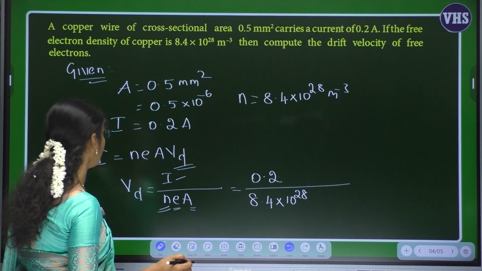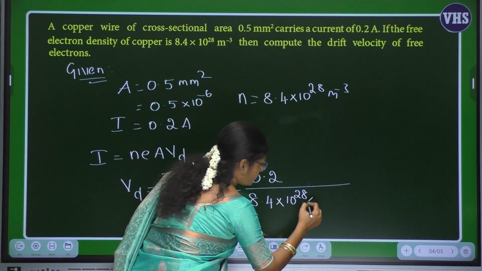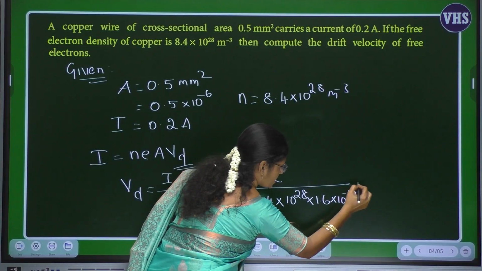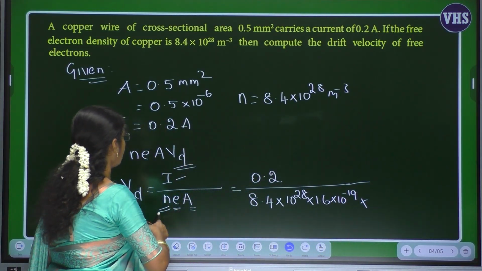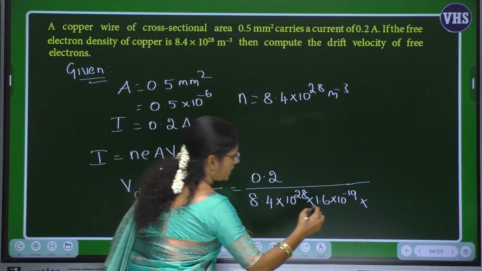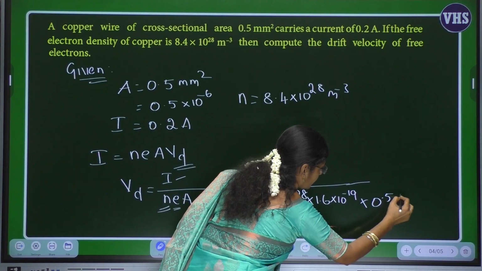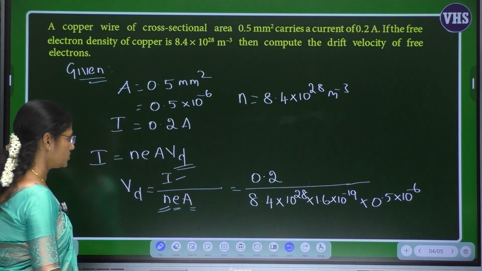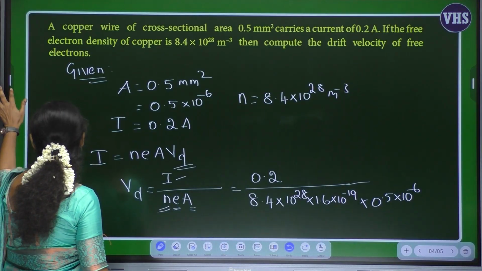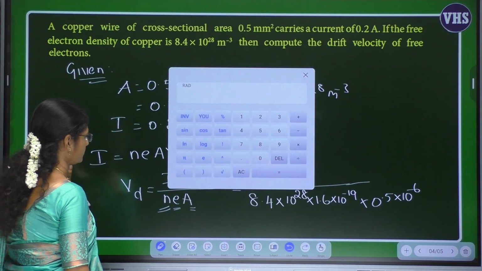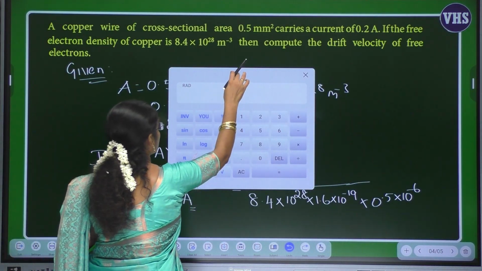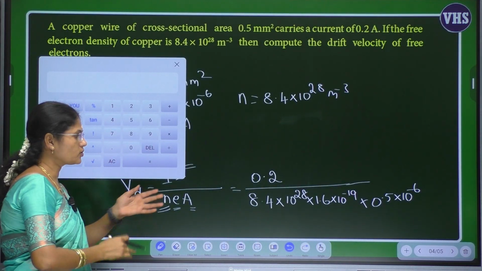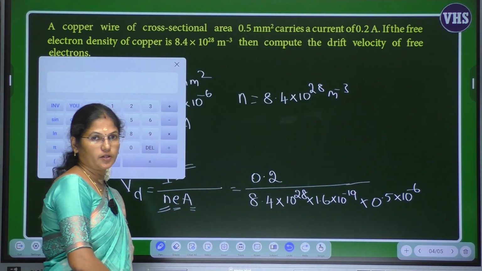Okay, so 10 to the power of 28, and then what is the electron value? 1.6 into 10 to the power of minus 19, and then what is area? 0.5 into 10 to the power of minus 6. Okay, clear? So now can we simplify this? You can use logarithm to solve, or I will use the calculator now. So you can multiply and divide and solve using the log book.